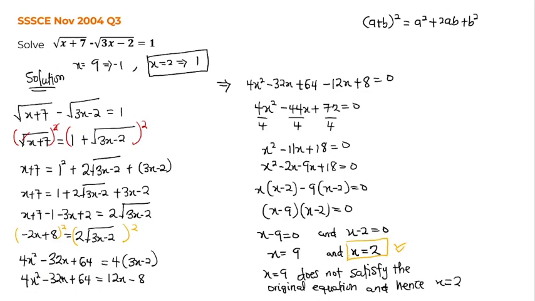So this is the conclusion that we give. Since x is equal to 9 does not satisfy the original equation, which is the equation we have at the top over here, we conclude therefore that the only value that satisfies that equation is x is equal to 2, and therefore our value for x is equal to 2.